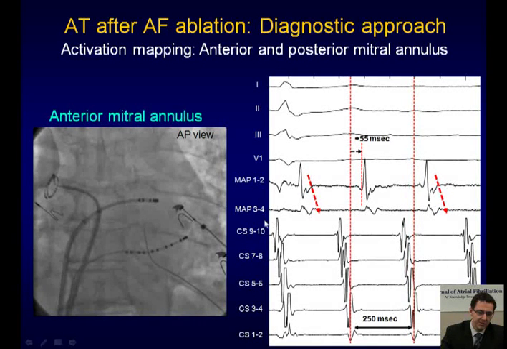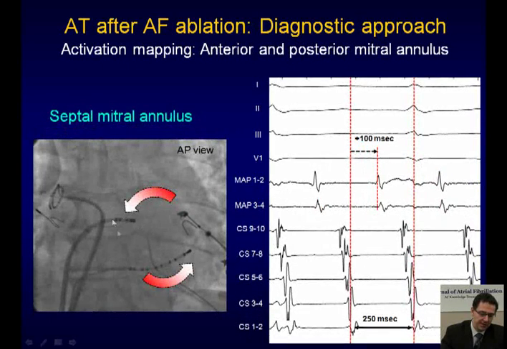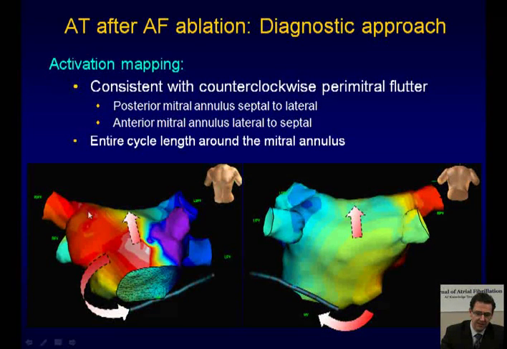In cases of perimitral circuit, the activation of both the anterior and posterior wall will be from bottom to top, showing that it's also consistent with the perimitral circuit. This is an example of such cases where you have the activation on the coronary sinus that is proximal to distal. So we know that on the posterior mitral annulus, the activation is from septal to lateral, as shown here. And when we map the anterior aspect of the mitral annulus, this is in the anterior aspect here, you can see that we are 55 milliseconds after the reference at CS12.